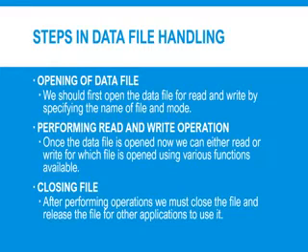So these are the basic steps whenever we are writing a program using data file handling. The basic steps are opening a data file, and whenever we are opening a data file, a few things we need to remember: the file name has to be specified, and the mode, that is read, write or append. After the data file has been opened, the next stage is performing read and write operations, which has to be done using the different functions available. And after all the operations on the data file end, the file has to be closed, which releases the file for other applications to use it.